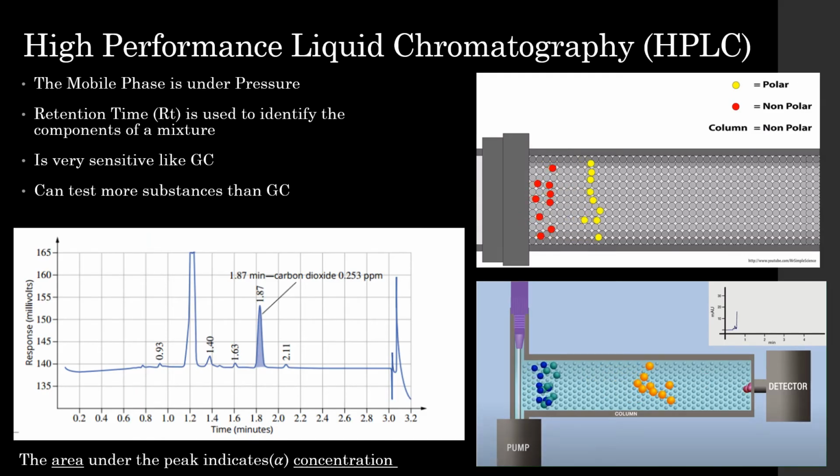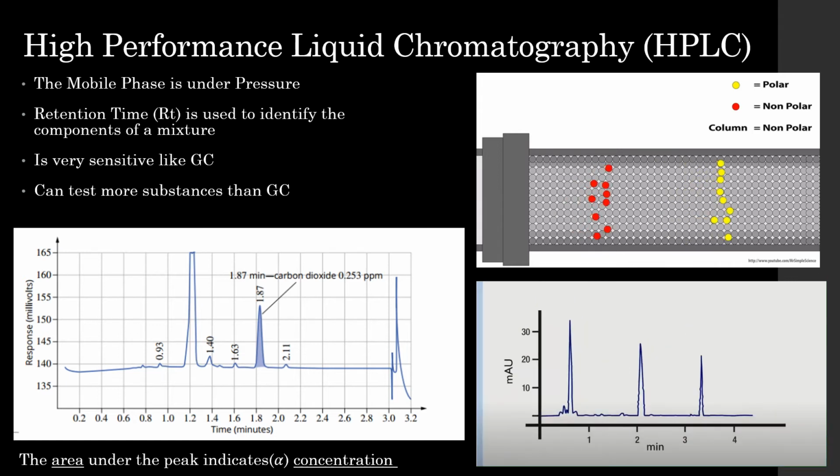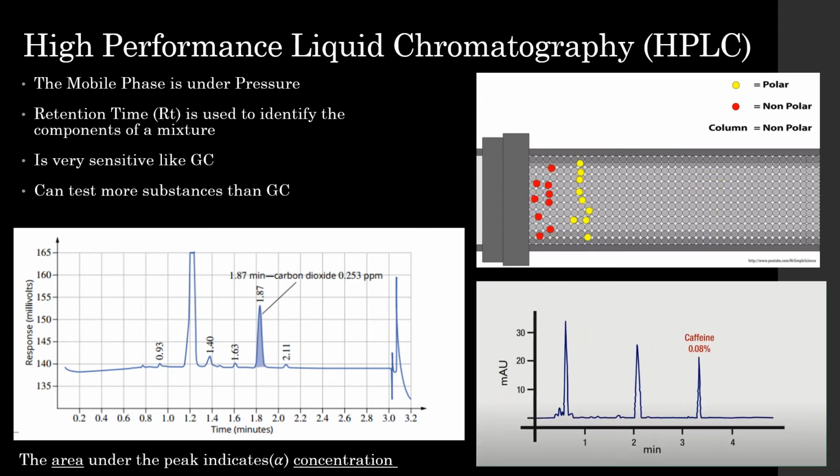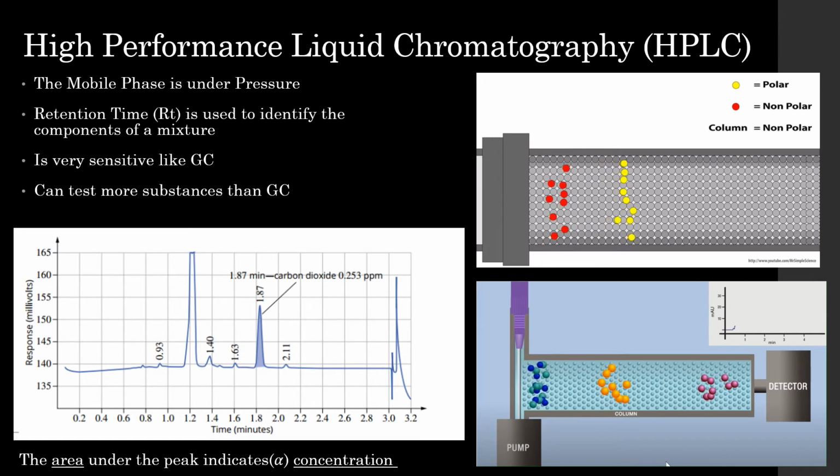So if we look at HPLC, the mobile phase is under pressure, so it's pushing it through. The retention time now is used to identify the components of the mixture. It's very sensitive like gas chromatography, but you can test more substances than gas chromatography. So if we have a look at the chromatogram down on the bottom left, we should note that it's the area under the peak that indicates concentration.